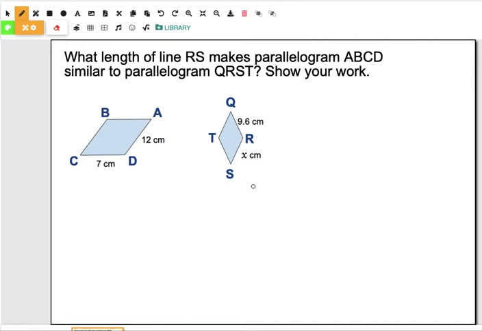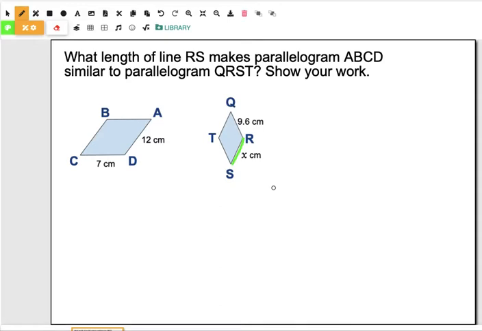In this video, we're going to go over how to find the missing side length on similar figures. Let us start with the question. What length of line RS, and that would be this line right here, makes parallelogram ABCD similar to parallelogram QRST? Right, so they're supposed to be similar.